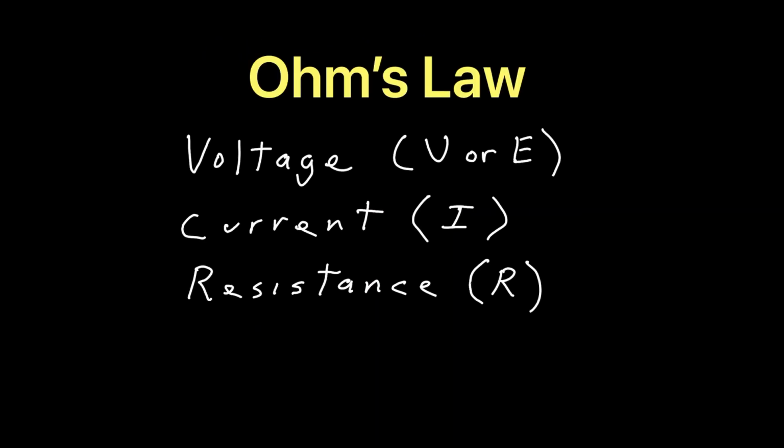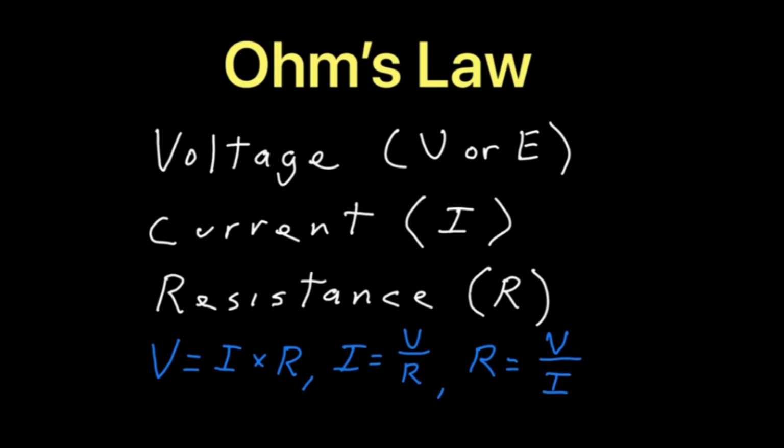What is Ohm's law and why is it useful? Ohm's law describes the relationship between voltage, current, and resistance in an electric circuit. As it turns out, all three of these values are proportional to one another, and any one of them can be found if you know what the other two values are.